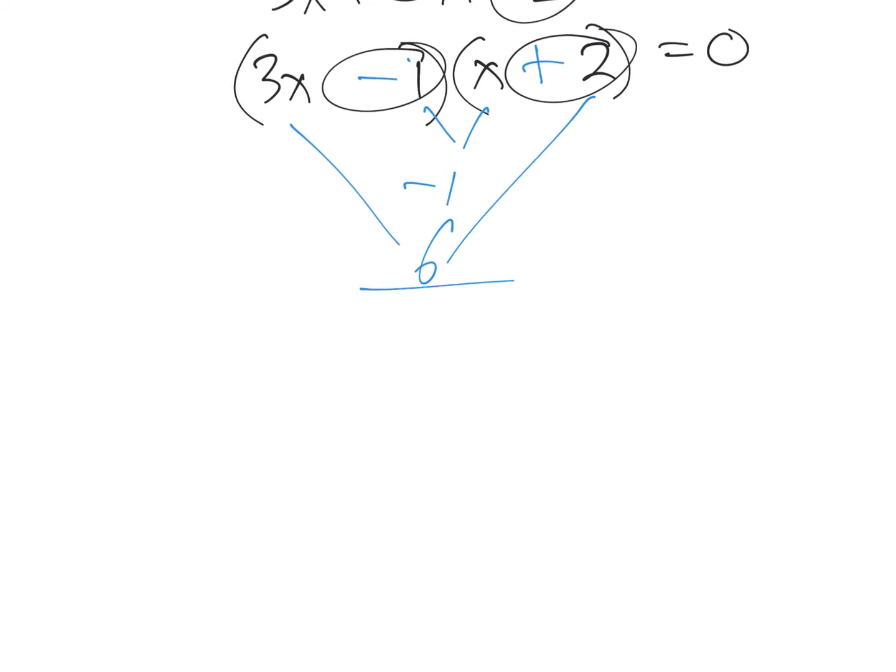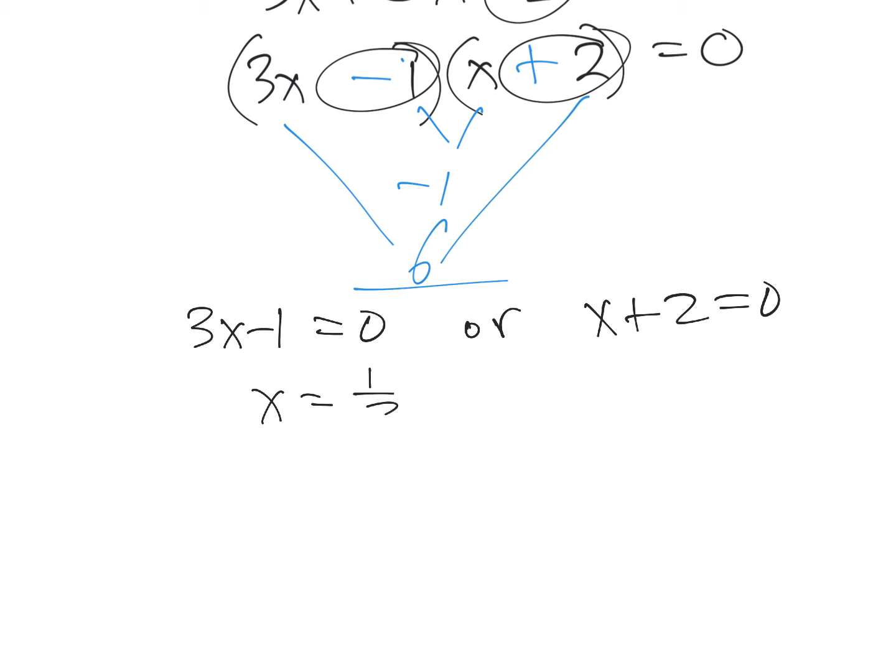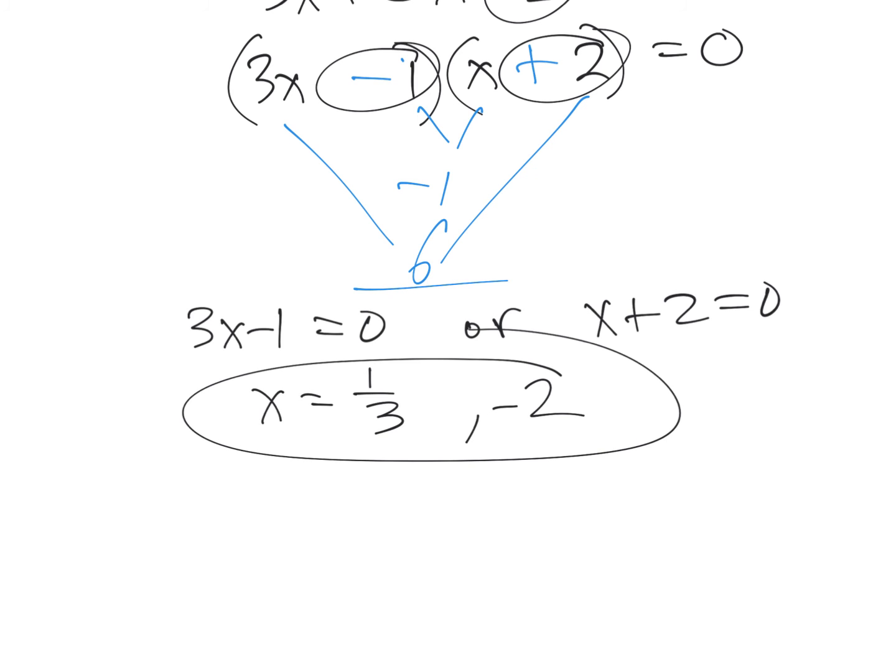So if we're still struggling with that part, you're supposed to set each parentheses equal to 0. 3x minus 1 is equal to 0, or x plus 2 is equal to 0. Again, you can use the shortcut, but the shortcut is based off of this right here. Add 1 and divide by 3. And subtract 2. So that would be your solution to the problem.